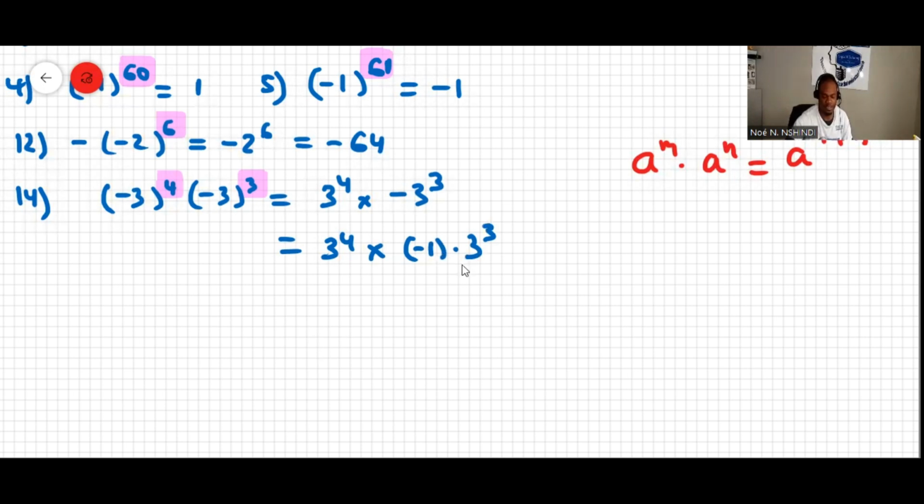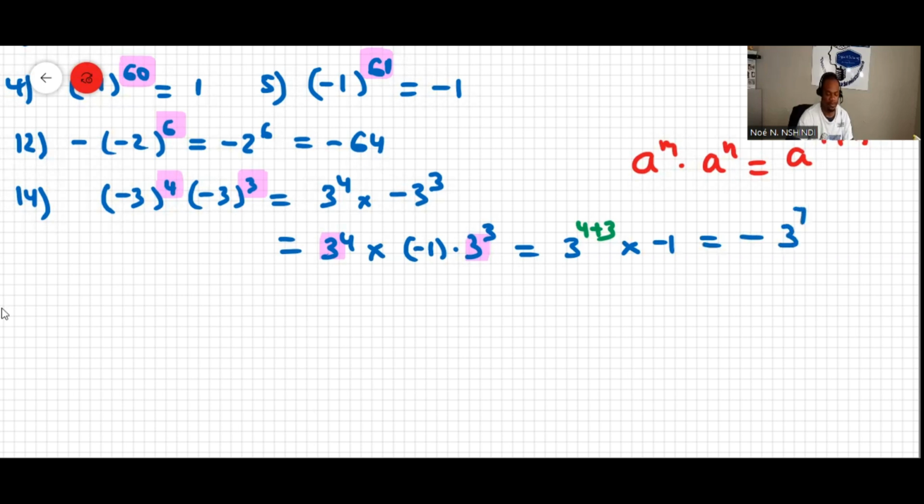This is negative 1 multiplied by 3 to the power of 3. And then we can look at the bases here, the bases that are common. We can write this as 3 to the power of 4 plus 3, times negative 1. This is equal to negative 3 to the power of 7.